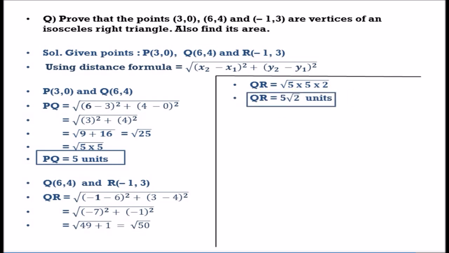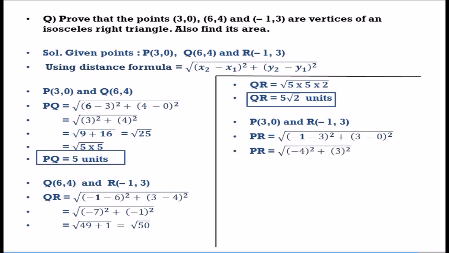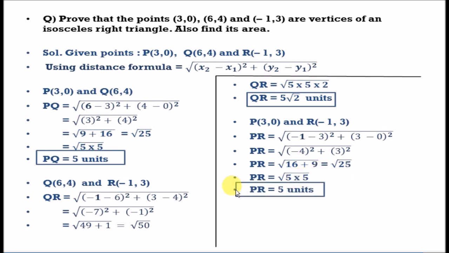Now, the third distance, P is (3, 0) and R is (-1, 3). So (-1 minus 3) whole square plus (3 minus 0) square. That is minus 4 whole square plus 3 square. So PR equals under root 16 plus 9, that is under root 25. So PR is 5 units. As you can see, two sides are equal and the third side is unequal. That is PQ equals PR but not equal to QR. So it satisfies the criteria for an isosceles triangle. So definitely it's an isosceles triangle.